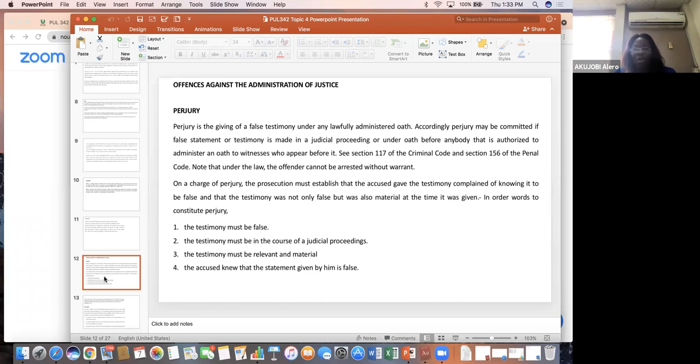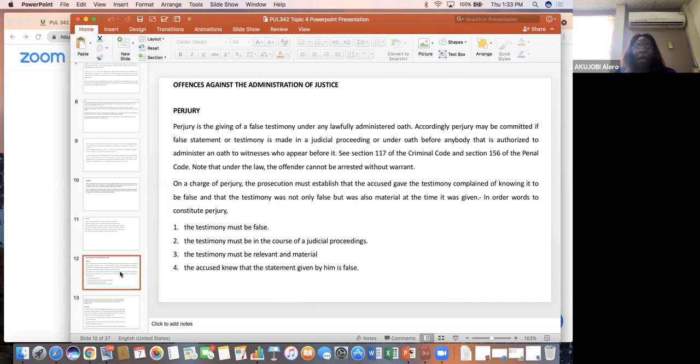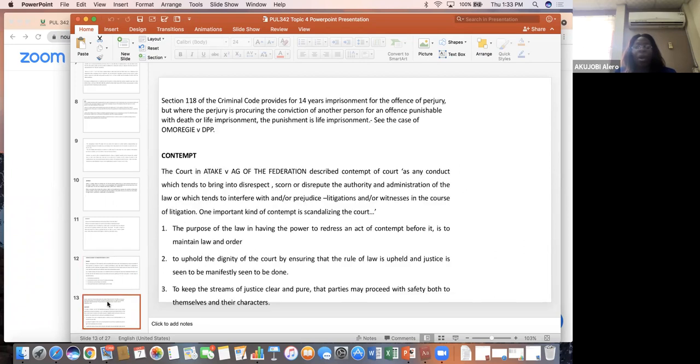So it must be for the judicial proceeding and must be under oath, and also that he knew of the relevance. He knew that what he was saying was true or was not true. Again, what is the punishment for this?